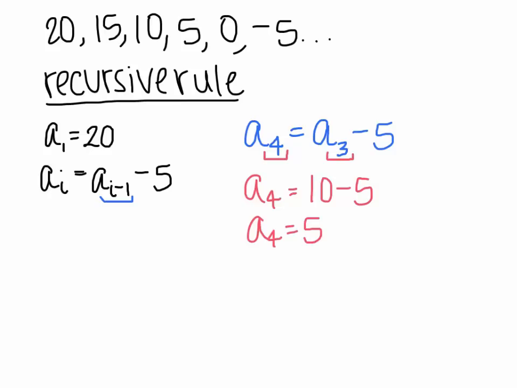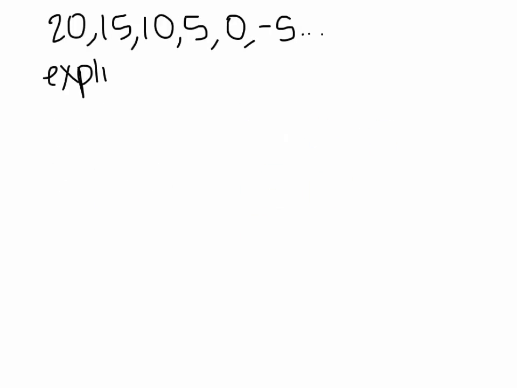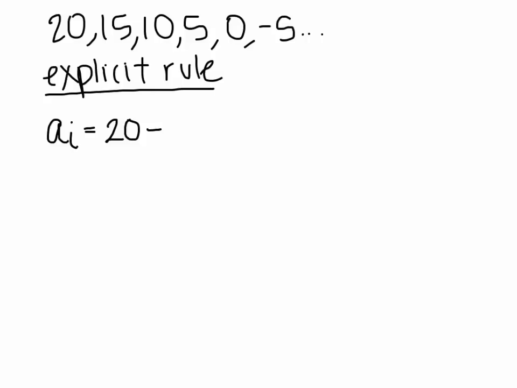Now let's take a look at a different rule. The next rule is what we call the explicit rule. This one is used way more often because it's not necessary for you to know all of the terms in order for you to find one in the sequence. So this says a sub i equals the first term plus or minus whatever the common difference is, times i minus 1. Remember that i tells you the term number. The reason why it's i minus 1 is because you don't need to add or subtract the common difference in order to start off the sequence.